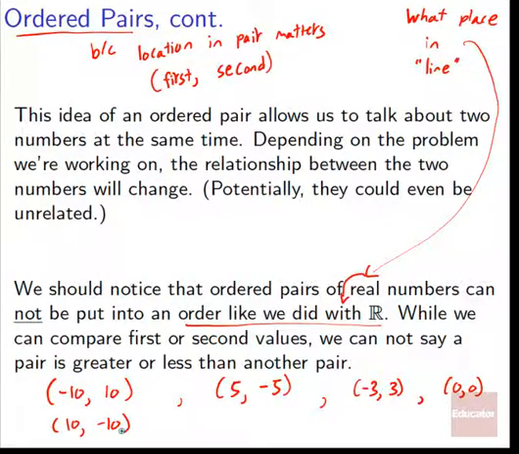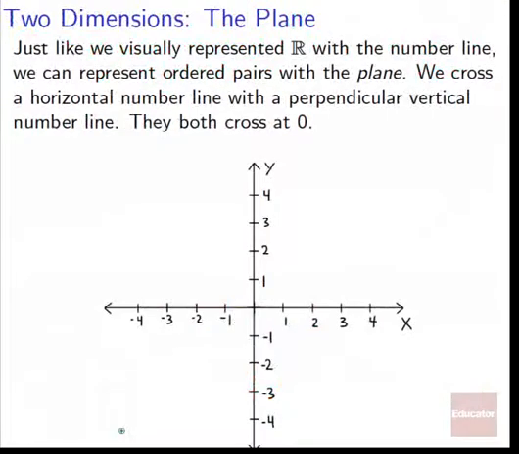We care what order the values come in the pair, but we can't put them in an order as in saying this one goes here and then followed by this one and then followed by this one. That's not a possibility. All right. This gives us the ability to talk about a two-dimensional surface, a plane, where we can plot these ordered pairs.